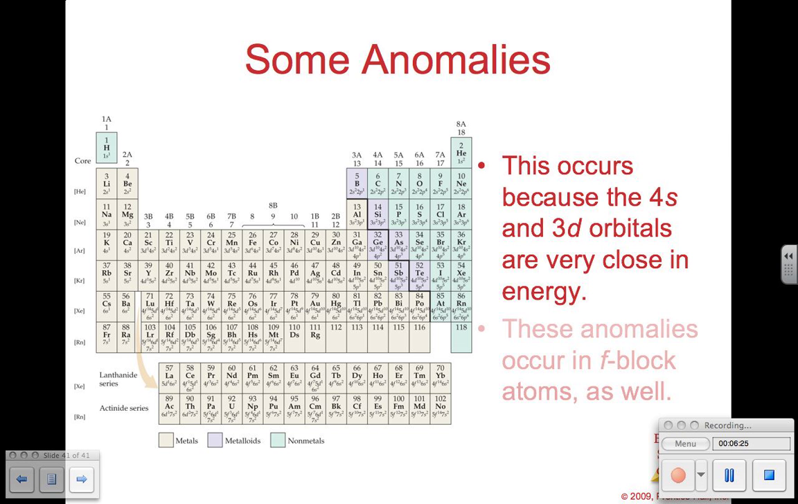This occurs because the 4s and 3d orbitals are very close in energy, and so moving that electron gets things more stable. These anomalies occur in the F block atoms as well, so you can kind of look at where they split.